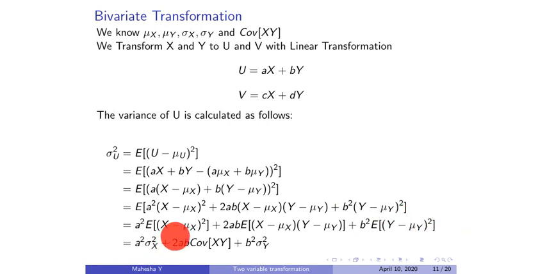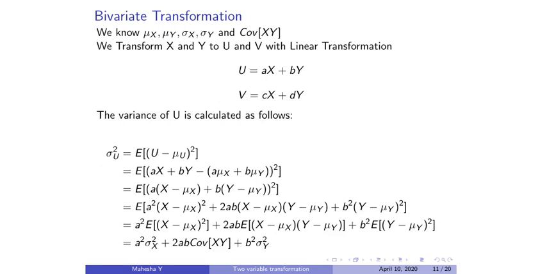Now what is expectation of x minus mu x whole square? That will be sigma x square. What is expectation of y minus mu y whole square? That will be sigma y square. Then what is expectation of x minus mu x into y minus mu y? That is nothing but covariance of xy. So substituting this, sigma u square will be a square sigma x square plus 2ab into covariance of xy plus b square sigma y square.